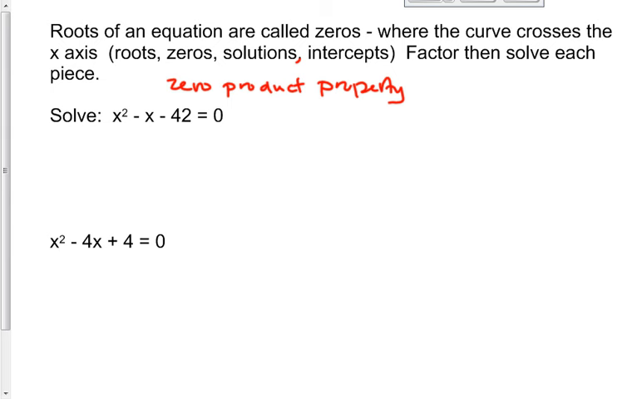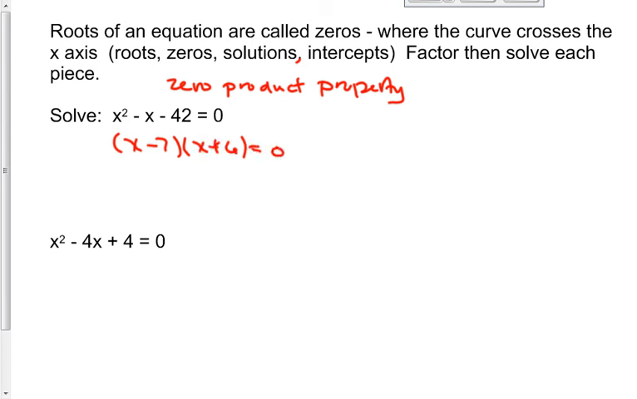First one here, x squared minus x minus 42. You're looking to factor two numbers that multiply together to give you negative 42 that will add up to give you negative 1. x minus 7, x plus 6 equals 0.